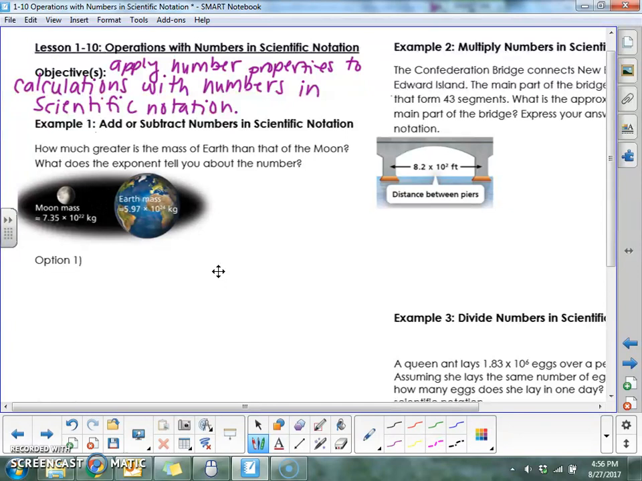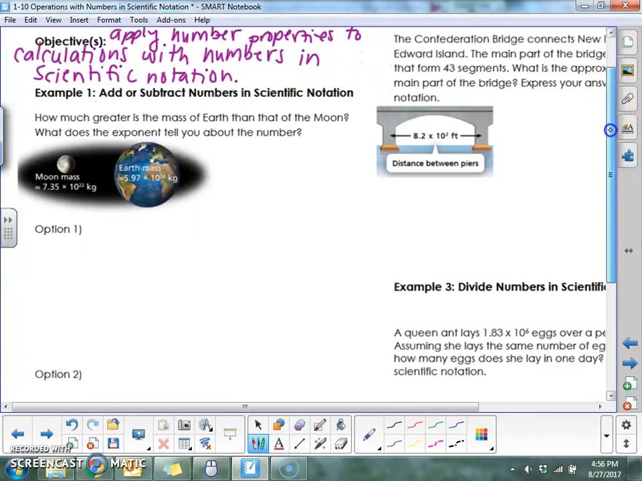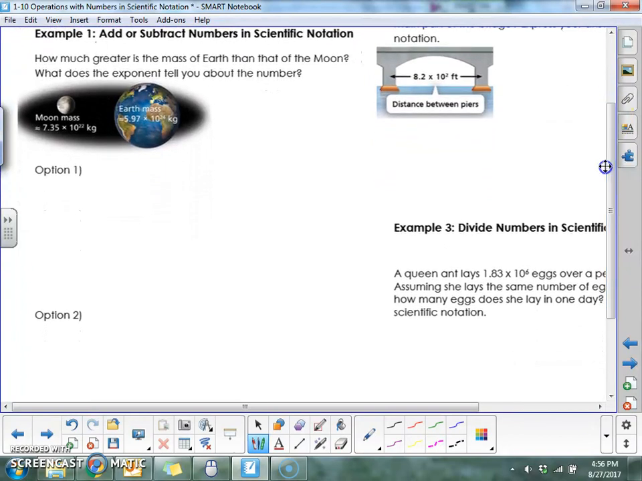So for this first example, they give us the moon mass and they give us the earth mass, and I want to know how much greater is the mass of Earth than that of the moon. So one way that you can do this is to write them in standard form, and see what they are and then subtract them from each other.